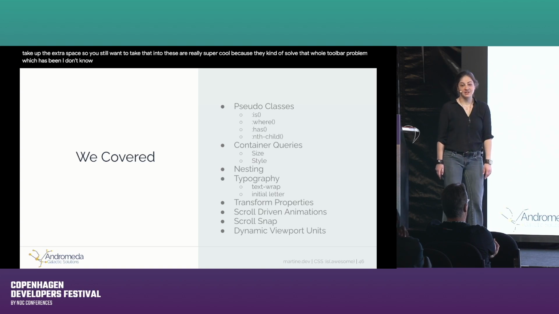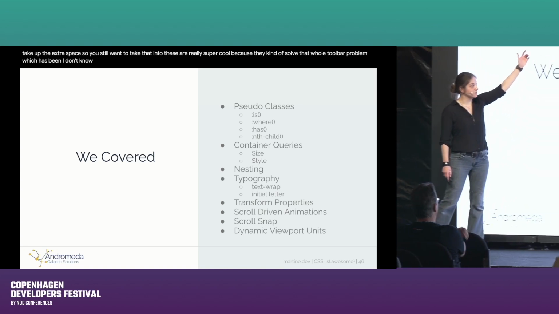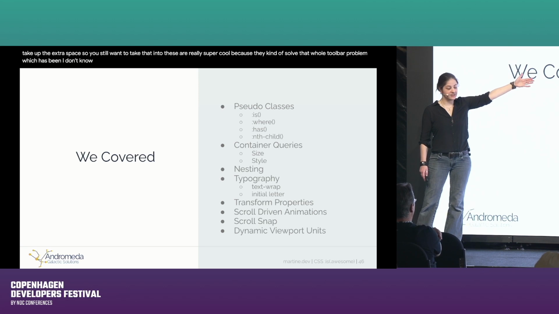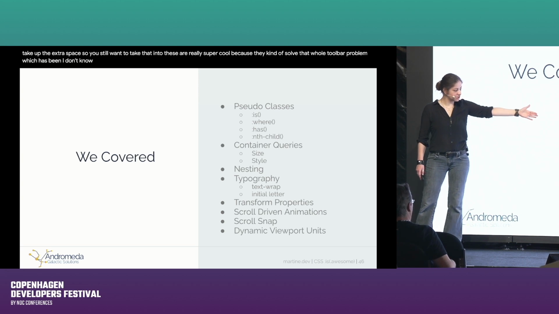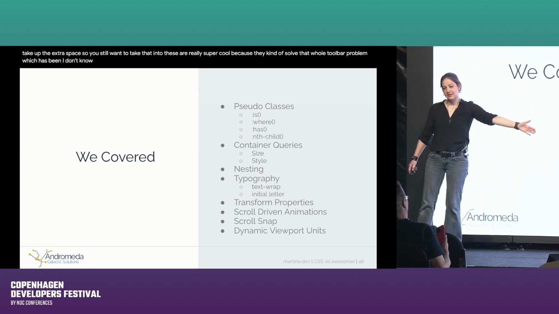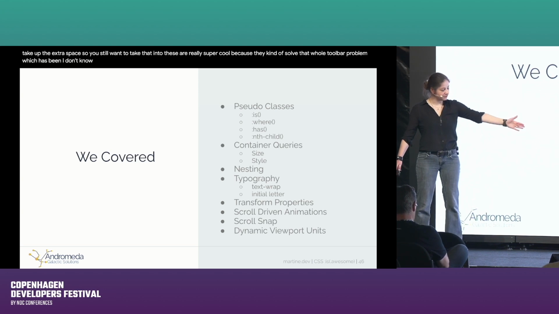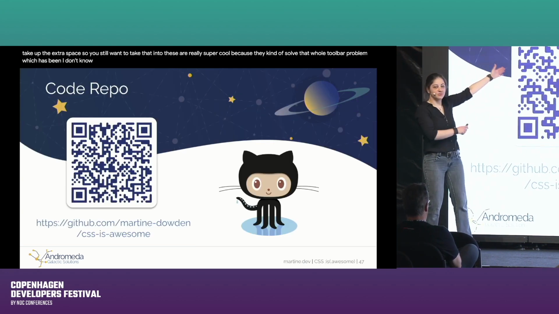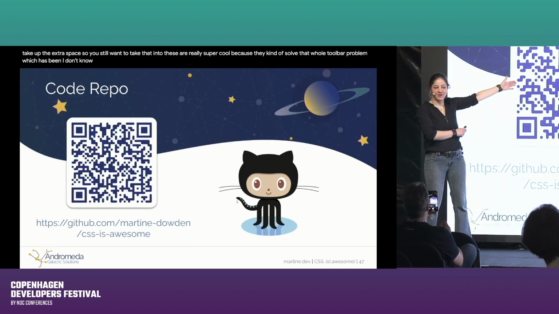So we covered a bunch of stuff. We covered all of that: pseudo-elements with nth-child, container queries and style queries, nesting, typography, transforms, a bunch of scroll stuff, and the new dynamic viewport heights. And there's the code, where you can find the code samples of all the things I showed.